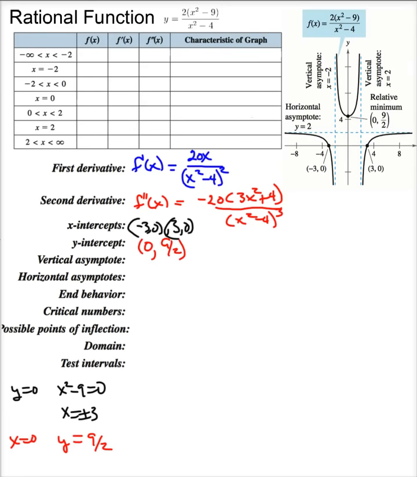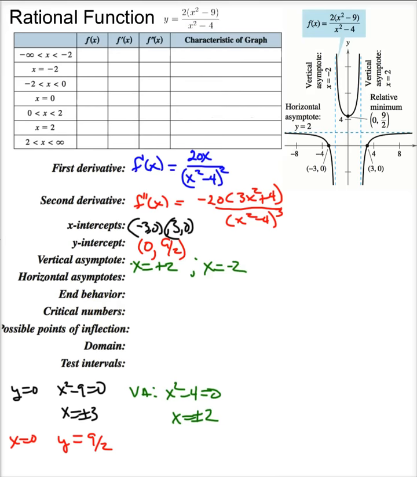Now let's look at vertical asymptotes. The vertical asymptotes occur when the denominator is 0. So the vertical asymptotes occur when x squared minus 4 is 0, or x equal plus or minus 2. So these are the equations of my vertical asymptotes. X equals plus 2 and x equals minus 2.